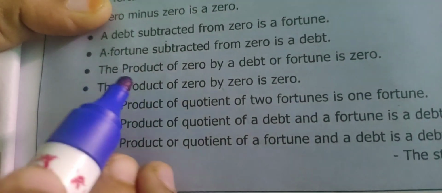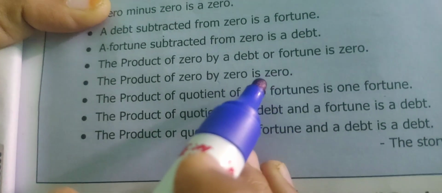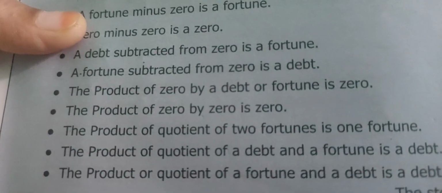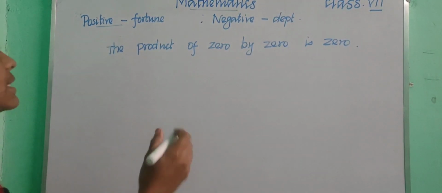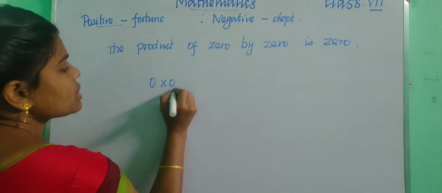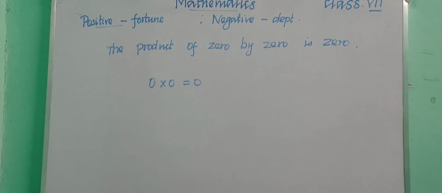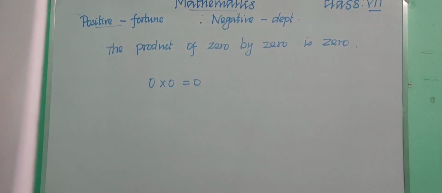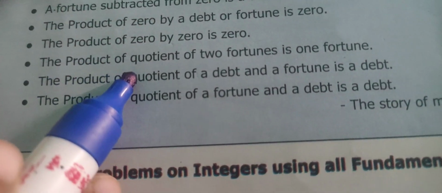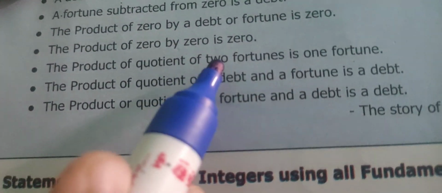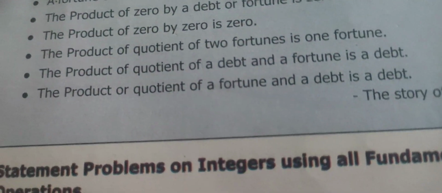So the product of 0 by 0 is 0. Okay children, so the next rule is the product of 0 by 0 is 0. So simply 0 into 0 equal to 0. What we can say? Product of 0 into 0. 0 into 0 will get 0, right? So the product of 0 by 0 is 0. Okay children, so can you all understood? Let us see the next rule. So the next rule is, see, the product or quotient of two fortunes is one fortune. Okay, so let us see.